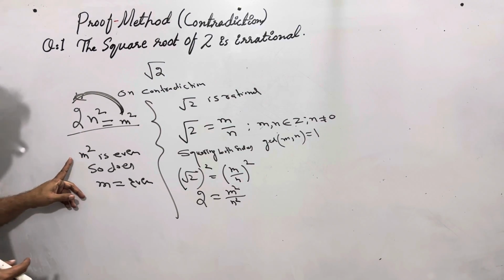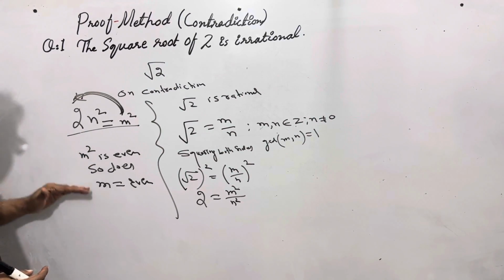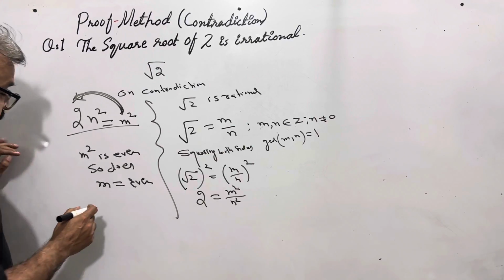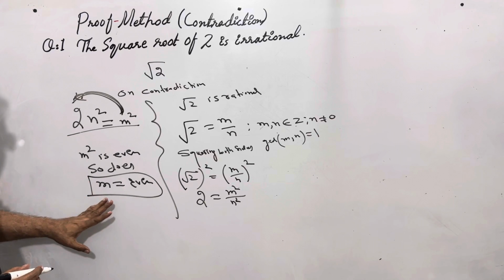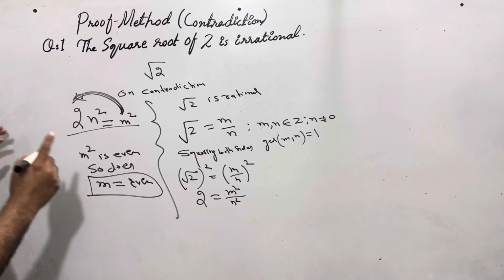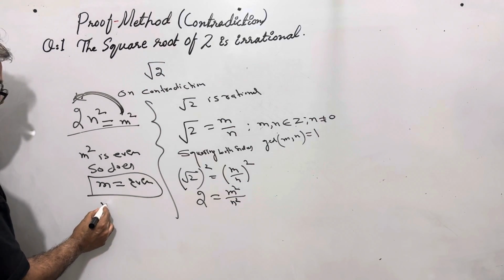If m square is even, then its square root must be even. If m square is even, then m is also even.